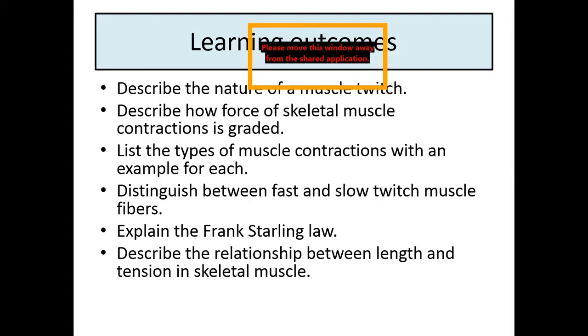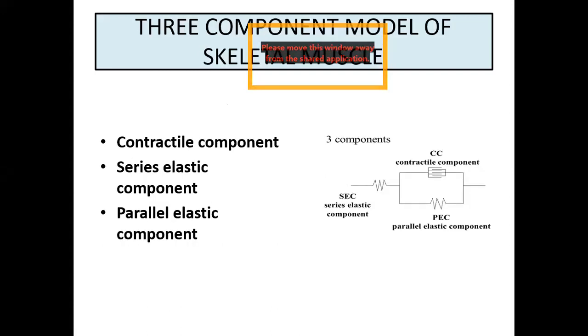So these will be the learning outcomes which will be achieved by the end of this session. Coming to the three-component model of skeletal muscle, you must know this to understand the facts associated with skeletal muscle contraction. A three-component model of skeletal muscle is proposed. According to this model, it consists of three components. The first is the contractile component, abbreviated as CC, which represents the thick and the thin filaments in the myofibril.